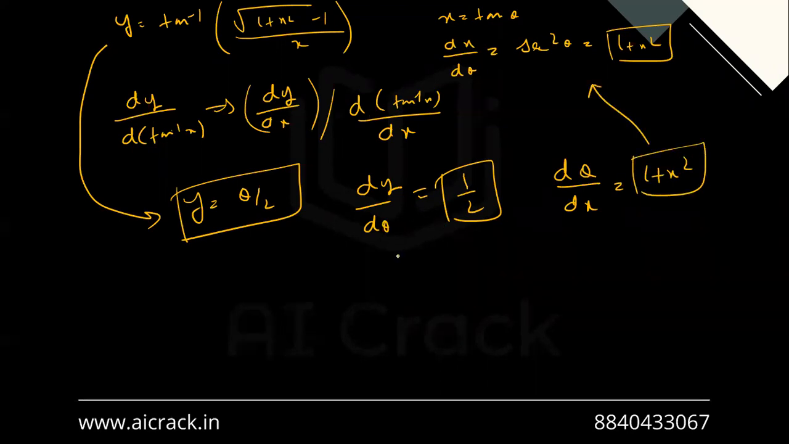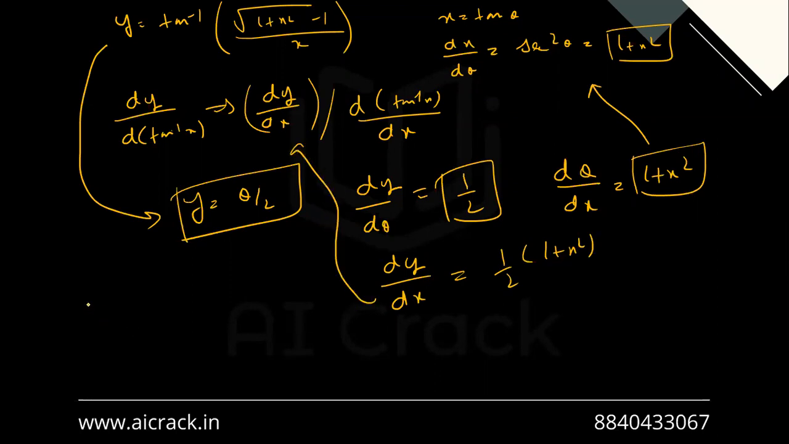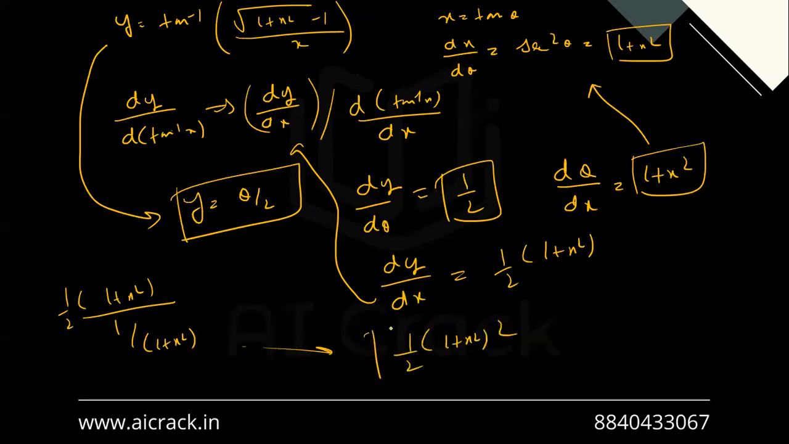So if I multiply both of them, I'll be getting dy by dx equals 1 by 2 times 1 by 1 plus x square. So I'll be plugging this value over here. What I'll be getting? 1 by 2 times 1 plus x square, divided by d by dx of tan inverse x, that is also 1 by 1 plus x square. So that would eventually give me 1 by 2 times 1 plus x square whole square. So this would be the final answer.